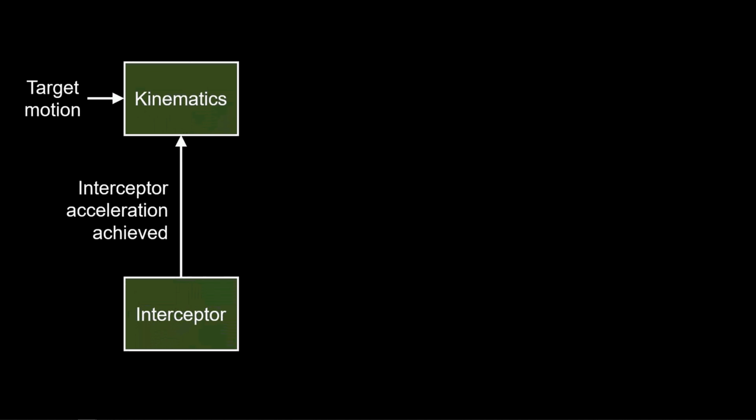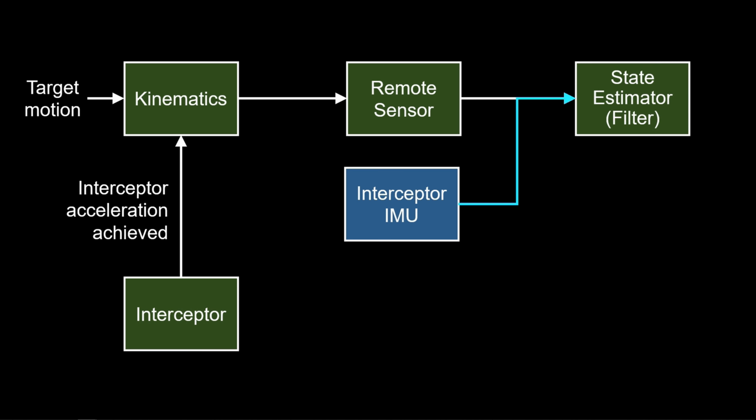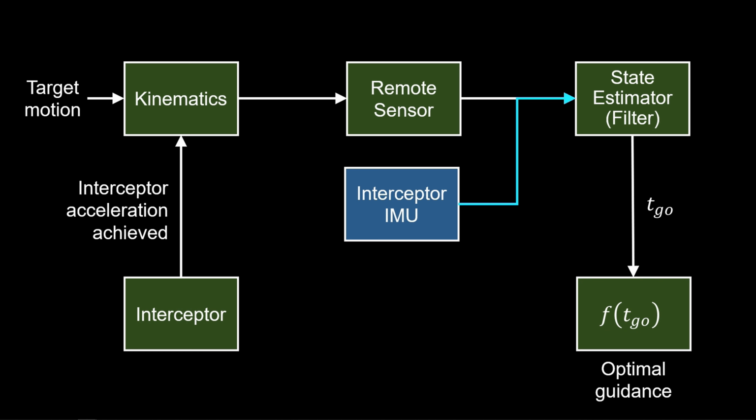Time to go is employed in a guidance homing loop that involves the engagement kinematics of the target and pursuer, or interceptor. That kinematic data is fed back with two main types of sensors. One is the inertial measurement unit. It's onboard the pursuer, measuring its acceleration and angular rates. Additionally, there's a remote sensor, whether it be onboard the pursuer, like a seeker, or external, such as from a satellite. These measurements are input to a state estimator that outputs data for guidance law operation.